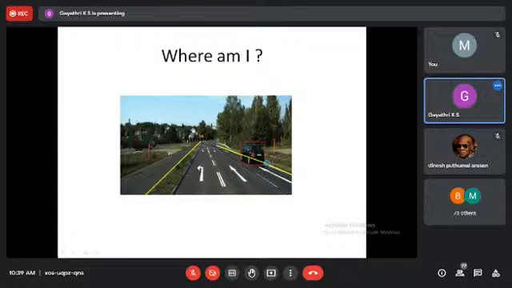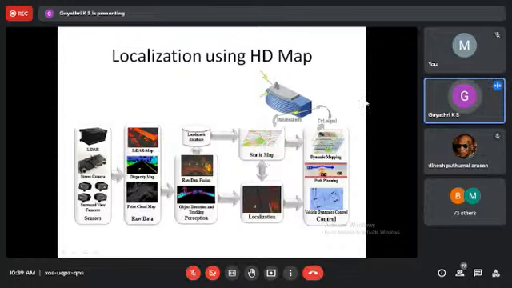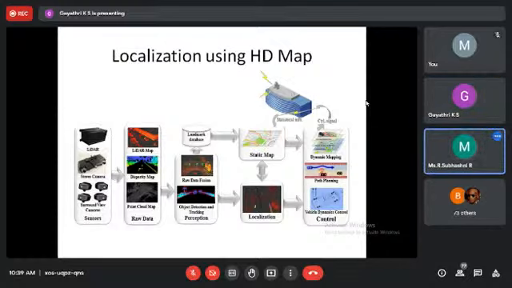Any doubts till this? Am I clear in whatever I'm conveying? Any clarifications? Yes, ma'am, you are clear. Fine. Thank you. Any doubts?